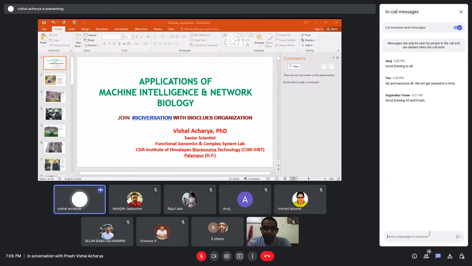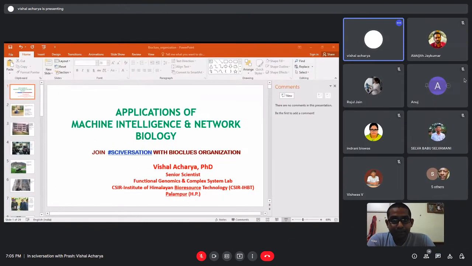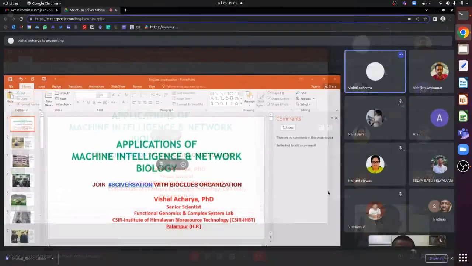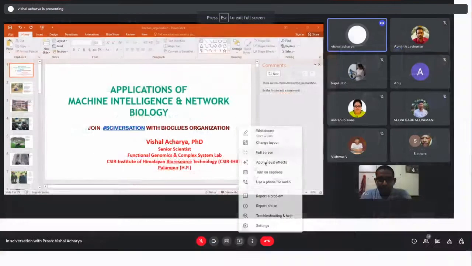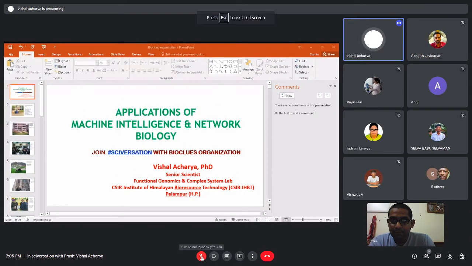I will just try to summarize the kind of work my lab has been doing, and I will try to show some glimpse of how bioinformatics affected me. So the title is about applications of machine learning and network biology. Those will be the keywords of this talk. I will go back to my MSc year, where I did my MSc in biotechnology from Madurai Kamaraj.